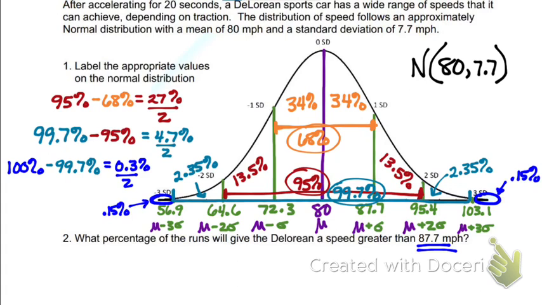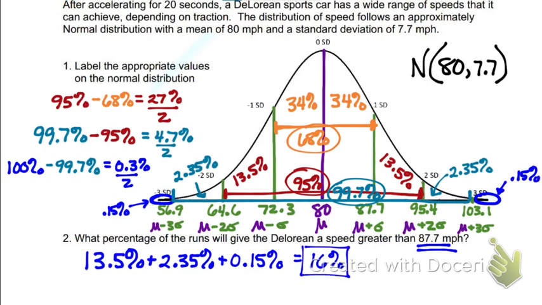Now that we have everything kind of labeled out, I could add up those sections. So I can take 13.5% plus 2.35% plus 0.15%, and we get 16%. You could do it by subtraction as well. That would be perfectly fine. You can do it as a combination of addition and subtraction. I want you guys to learn how to apply this empirical rule to answer questions, and there's more than one way to go about arriving at that correct final answer. We're looking at this area, and I want to know what's the area of that space.